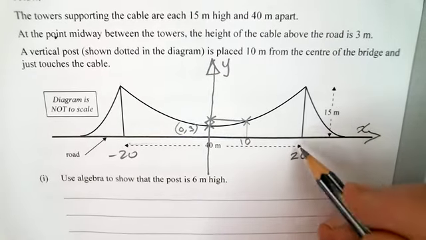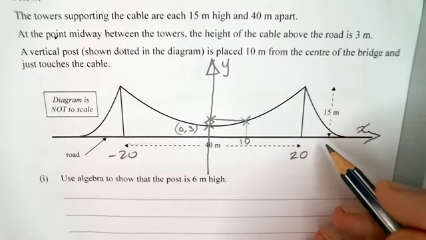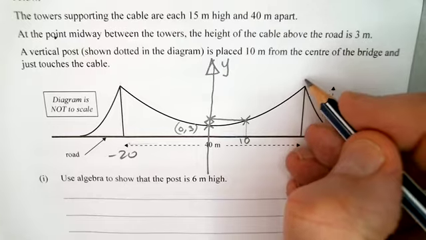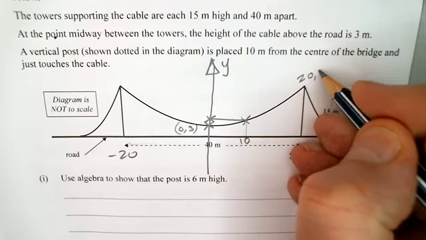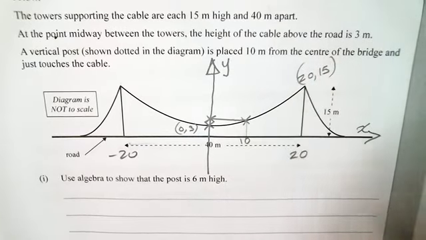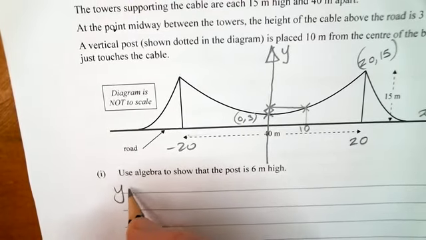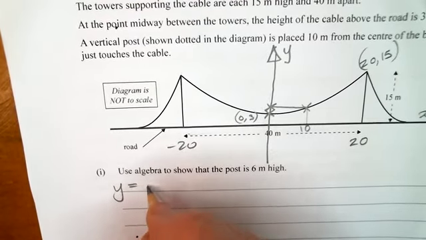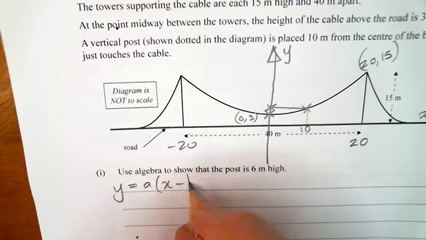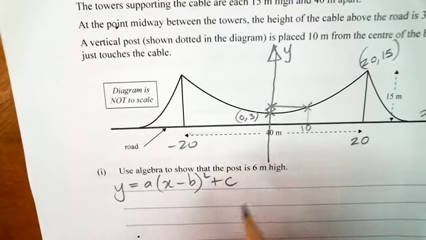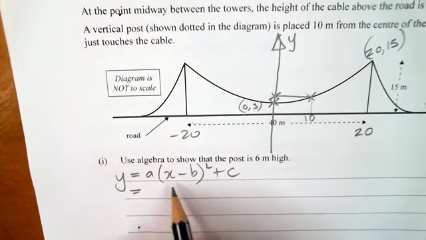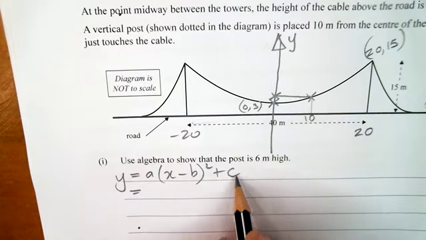We've got, well, this one here, for example, we know this is 15 high. So this is 20 along, and this is 15. So this is going to be 20, 15. That's the coordinate right there. So we can use the general equation for a parabola, which is a(x minus b) all squared plus c. We don't know a or anything else really, but we do know c.